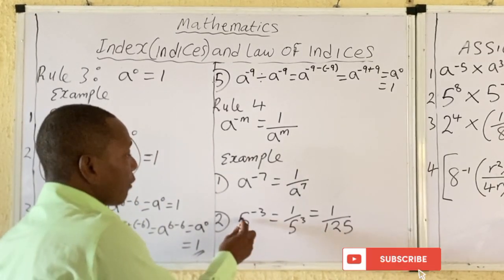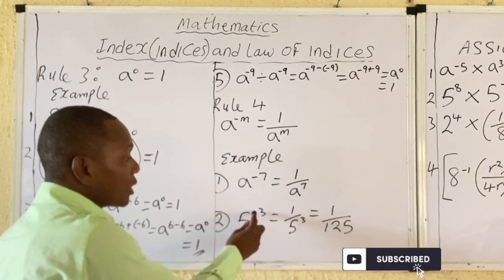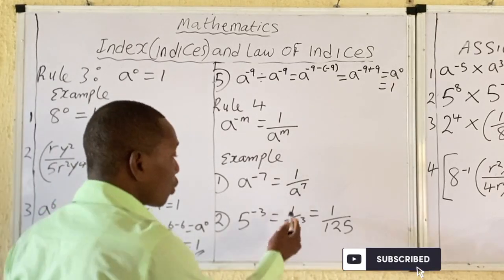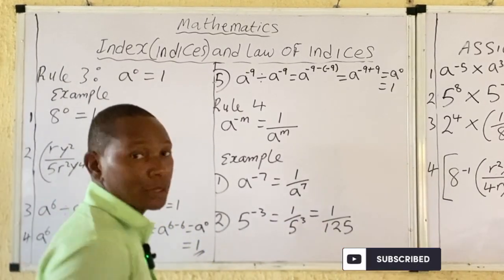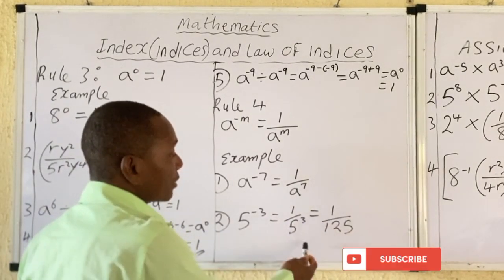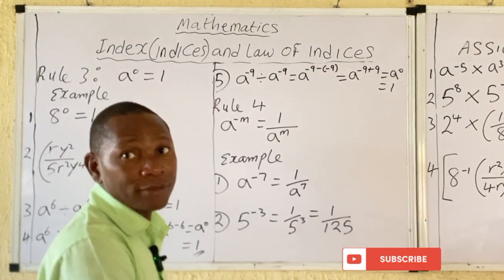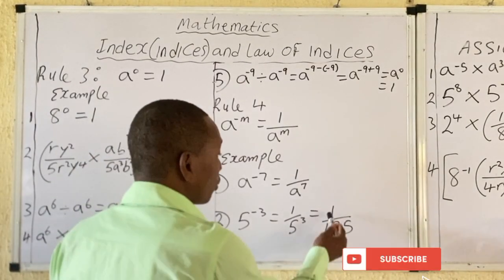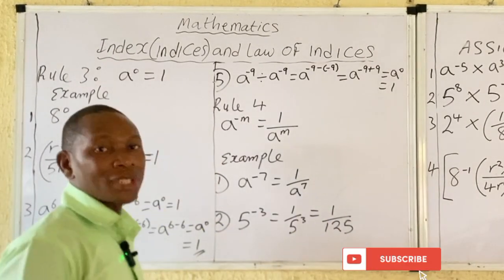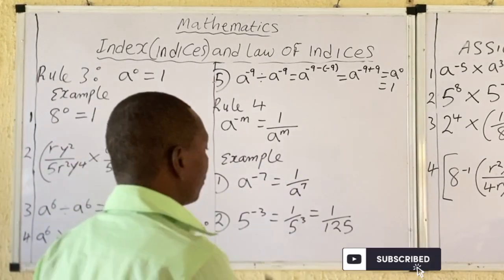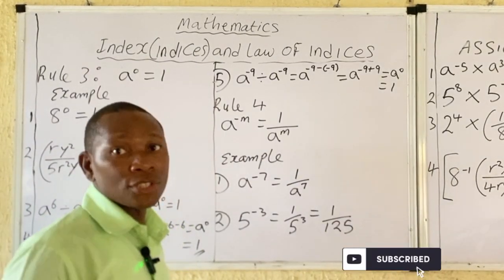All right, let's use this. Another one is 5 raised to a negative power of 3 is equal to 1 all over 5 raised to the power of 3. All right, note 5 raised to the power of 3 is 5 times 5, 25 times 5 again is what? 125. So we now have 1 all over 125. So these are very simple laws of indices that you can apply.